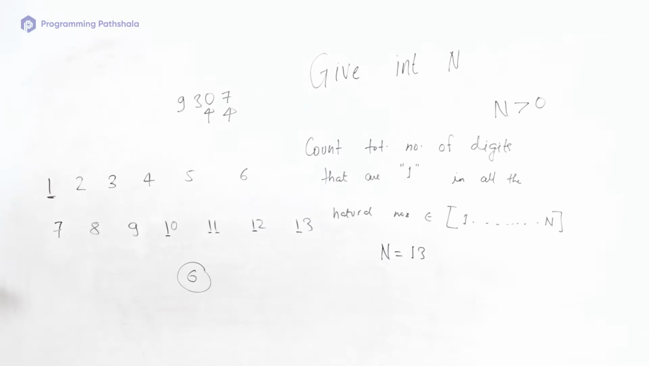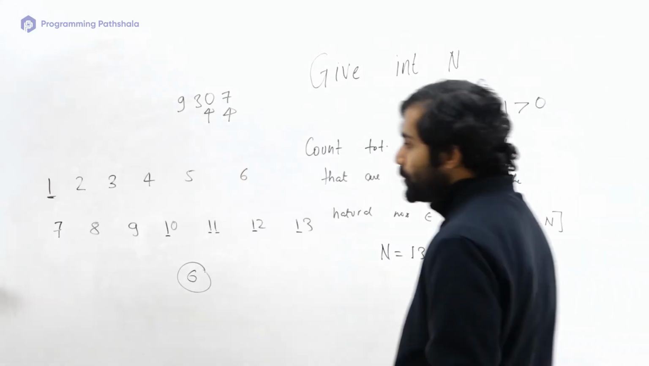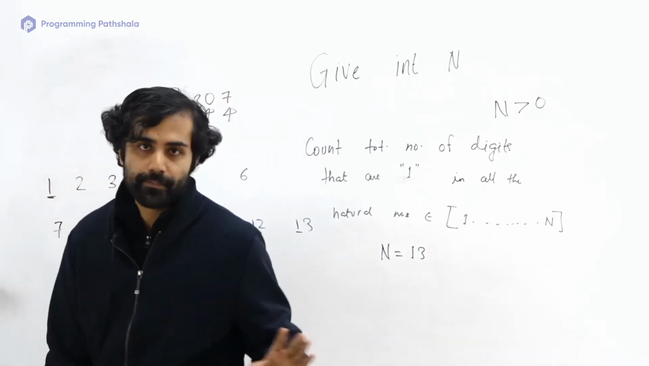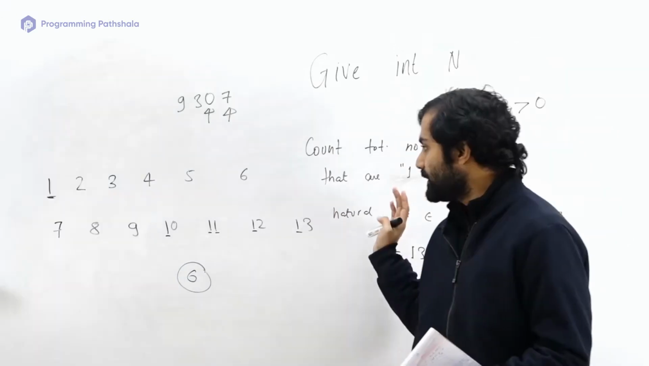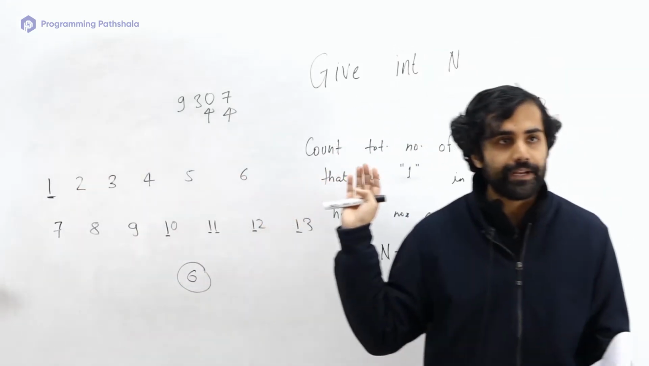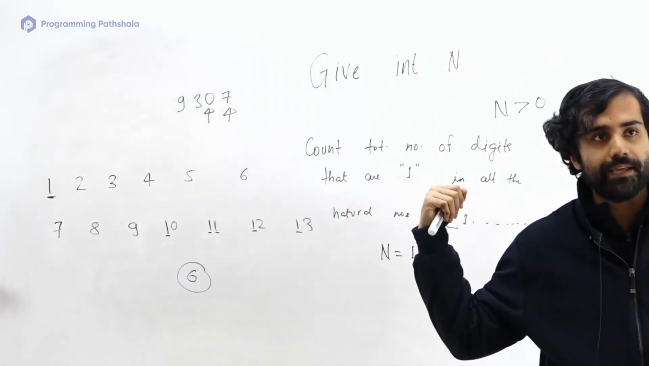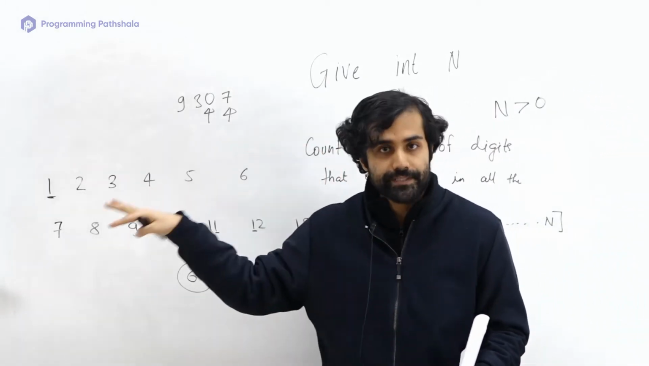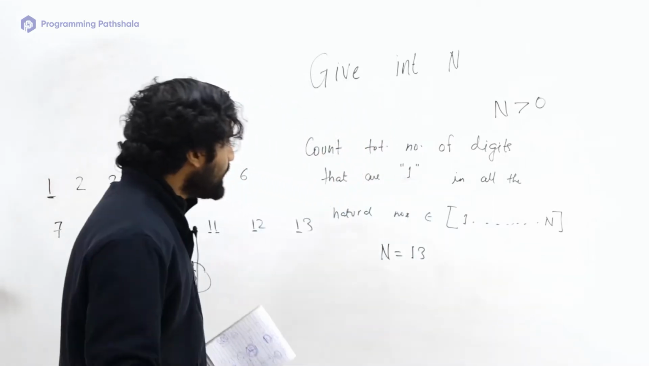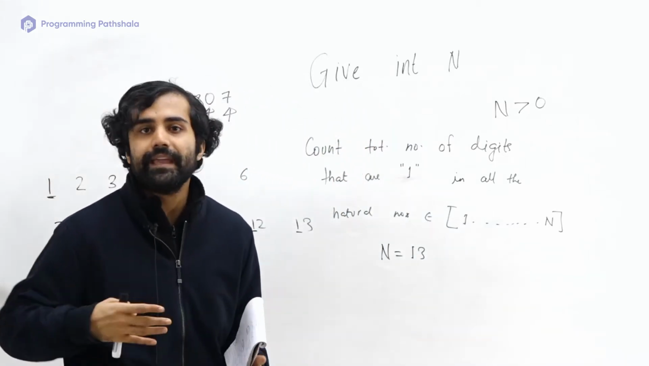So how do I solve this problem? Let's begin from the most basic or brute force approach. How would the brute force approach look like? You will loop from 1 to n, right? When you loop over from 1 to n, you touch all the natural numbers that you have to consider, right? And now let's say you have picked up any natural number.